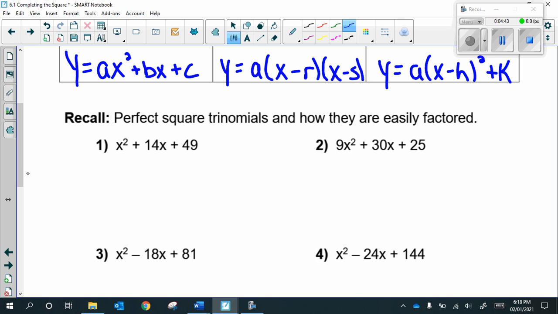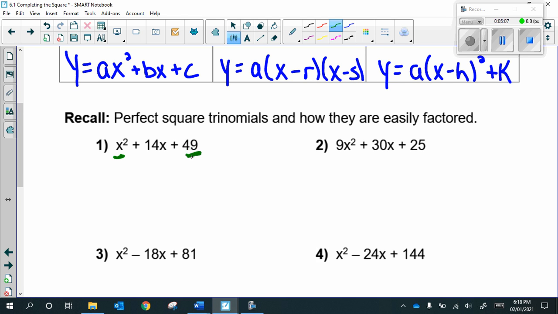Recall perfect square trinomials and how they are easily factored. So in order to complete the square, we're going to have to create some perfect square trinomials. So let's just review how you factor these things. So if we have x squared plus 14x plus 49, you're going to want to know that the way to see a perfect square trinomial is if you can see that you can take the square root of the first term and the square root of the last term.